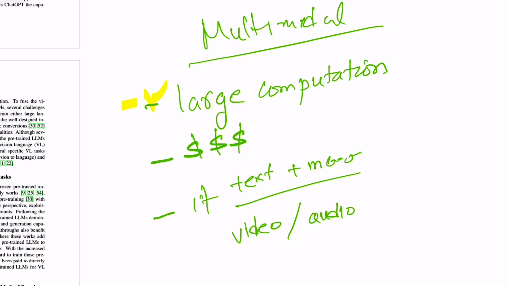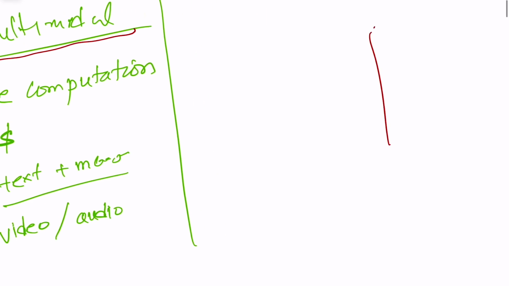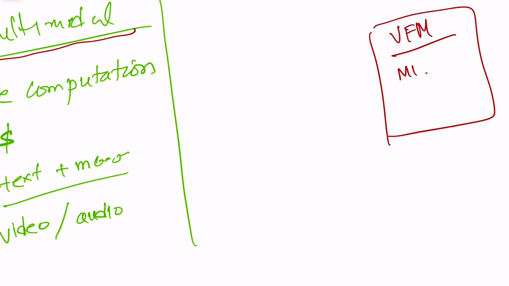Now that's where we need a slightly different idea, and that's where the whole idea of Visual ChatGPT comes in. Instead of training a single model which can handle multiple modalities, why can't we have a block of models, which are called visual foundation models, with, let's say, hundreds of models, and then a model manager?